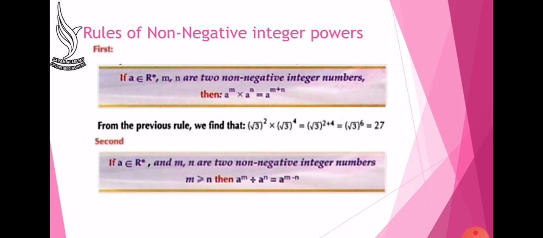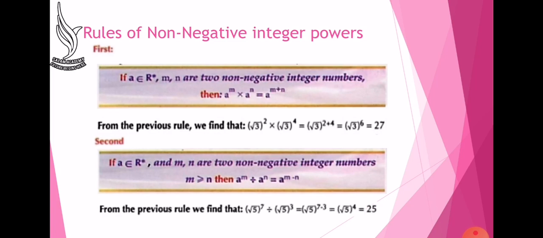Second, if A belongs to R star and M and N are two non-negative integer numbers, M more than or equal N, then A^M divide A^N equals A^(M-N). From the previous rule, we find that root 5^7 divide root 5^3 equals root 5^(7-3), which is root 5^4 equals 25. Root 5 is the same base, so we subtract the power.